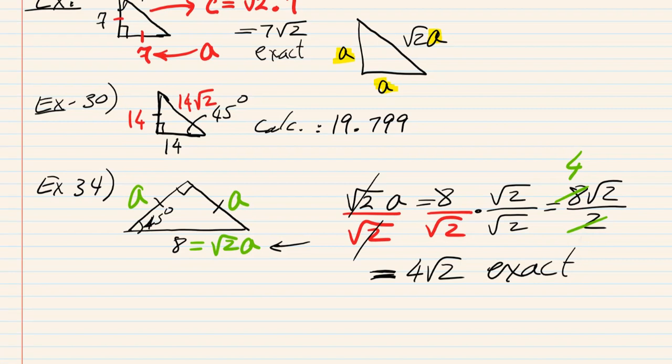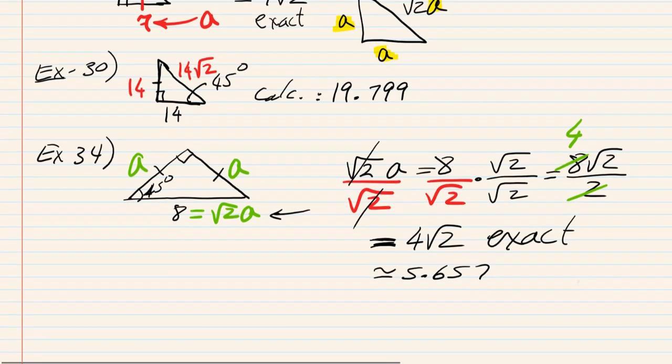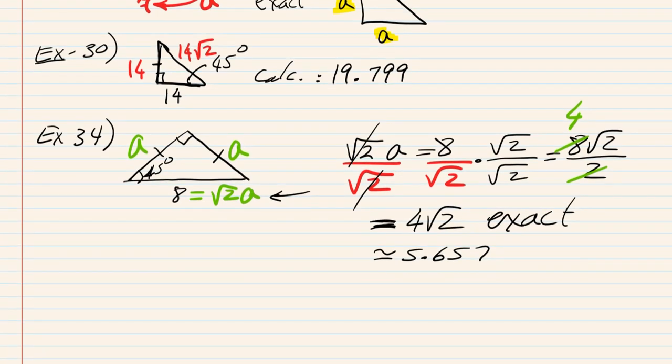So in number 34, the approximation is going to be square root of 2 times 4, which is 5.657. And that's to the 1,000th significant digit approximation to that. Okay, so this is how you would work the isosceles triangles, 45, 45, 90 triangles.